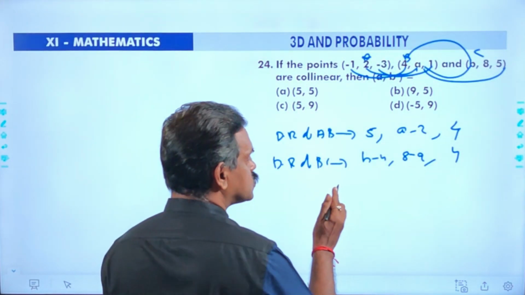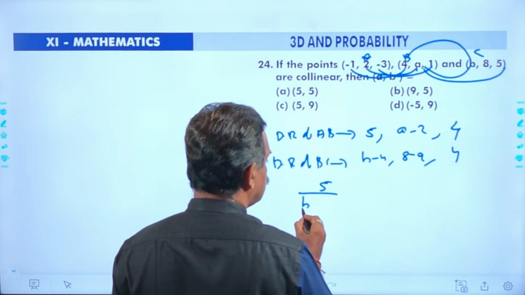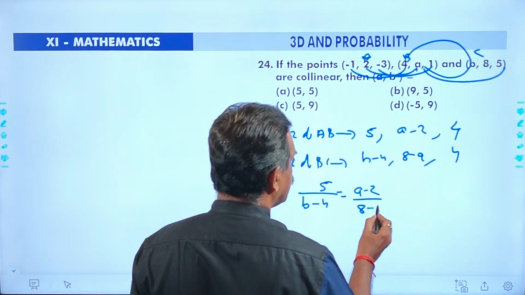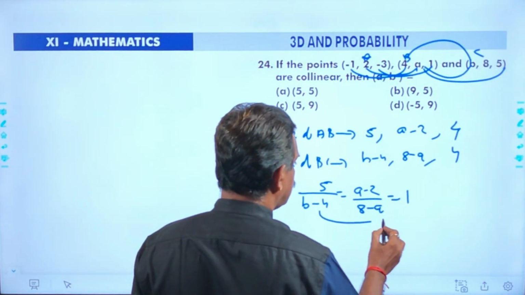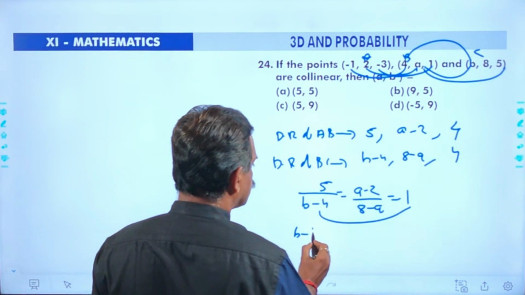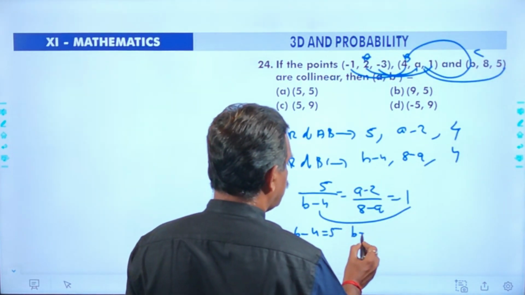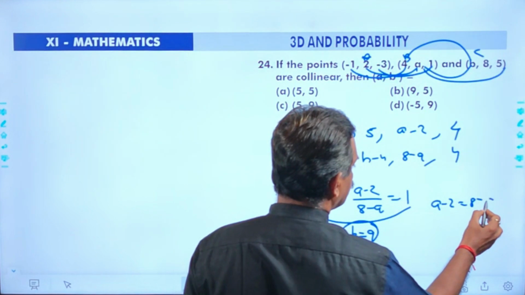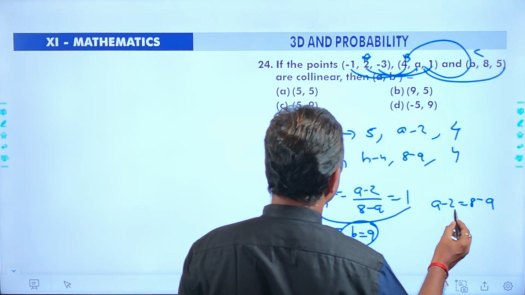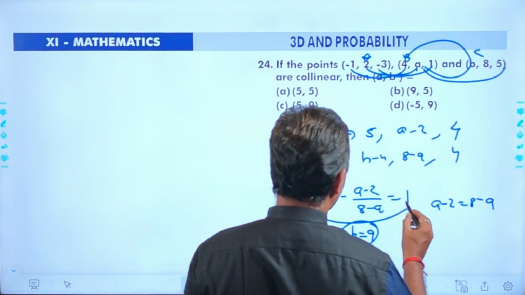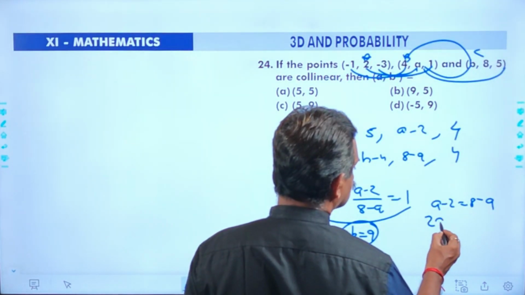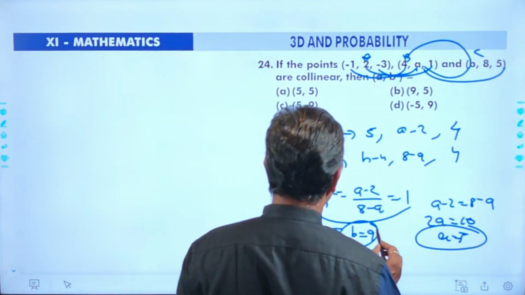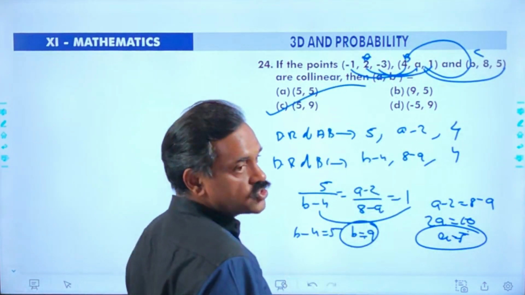Now they are all proportional. So we can say that 5 by B minus 4 equal to A minus 2 by 8 minus A equal to 1. Equate each one. We are getting B minus 4 equal to 5, or B equal to 9. Then we have A minus 2 equal to 8 minus A. So 2A equal to 10. Therefore A equal to 5. A is 5, B is 9, which is given by choice C.